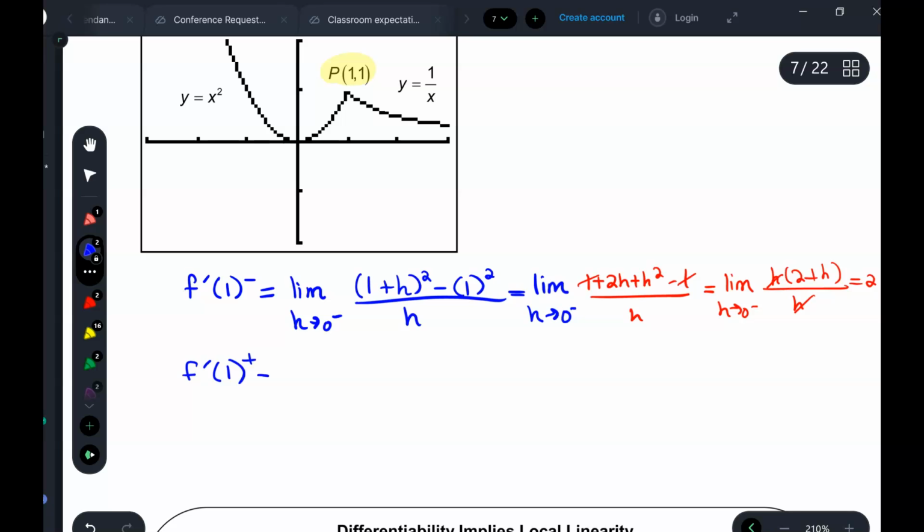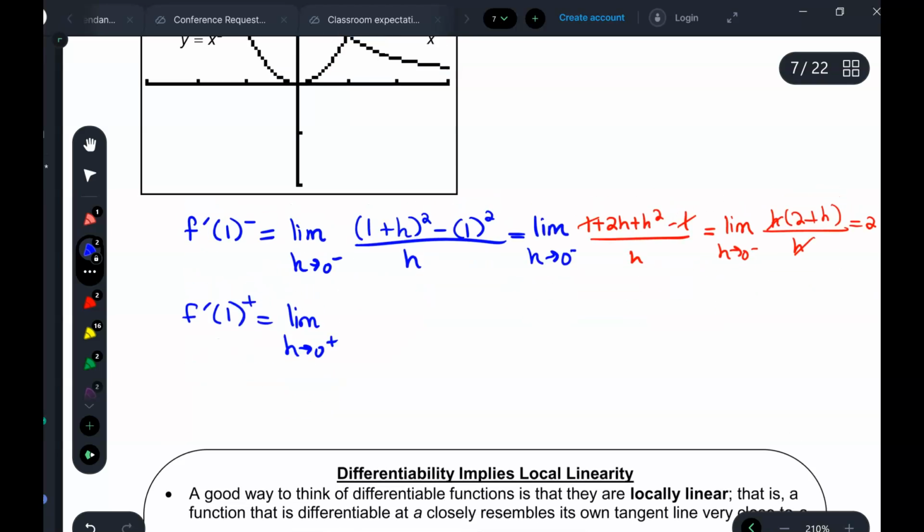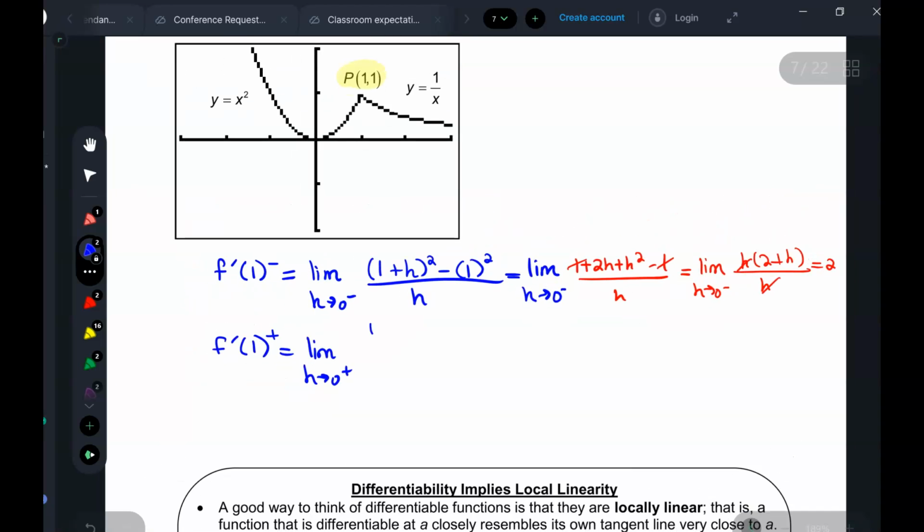Okay, let's check from the right. Whenever you go from one side to the other, you always just use page 4. Okay, from the right, now we're going to use that 1 over x. So that's going to be 1 over 1 plus h, minus 1 over 1, all over h.